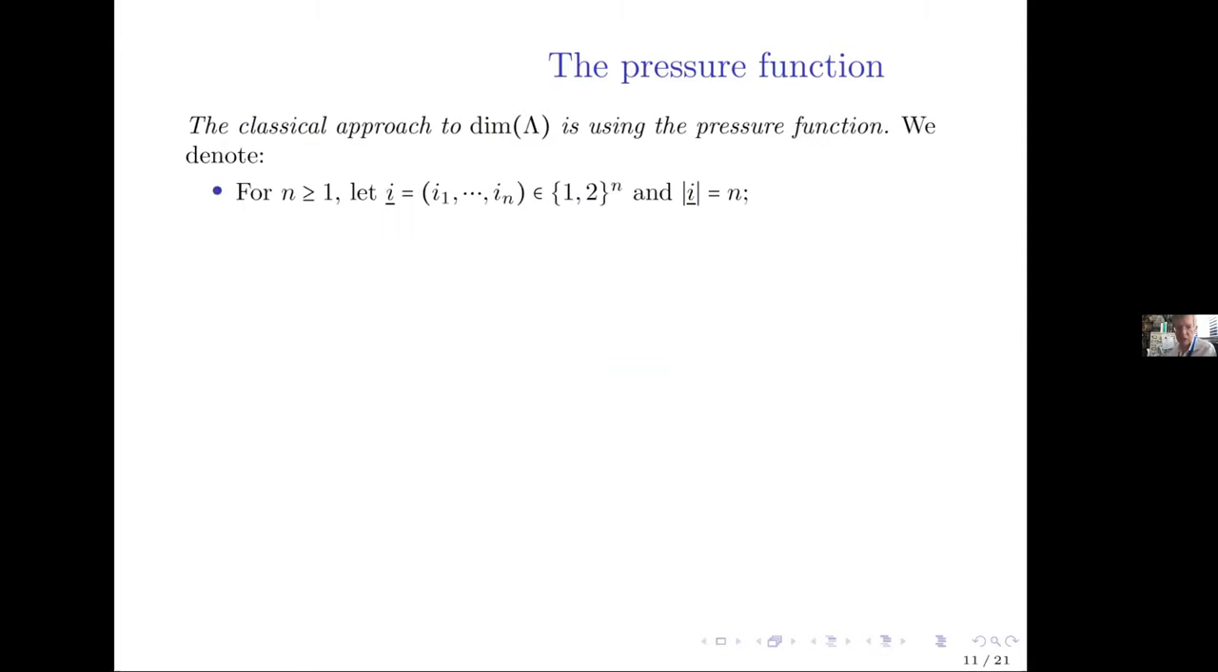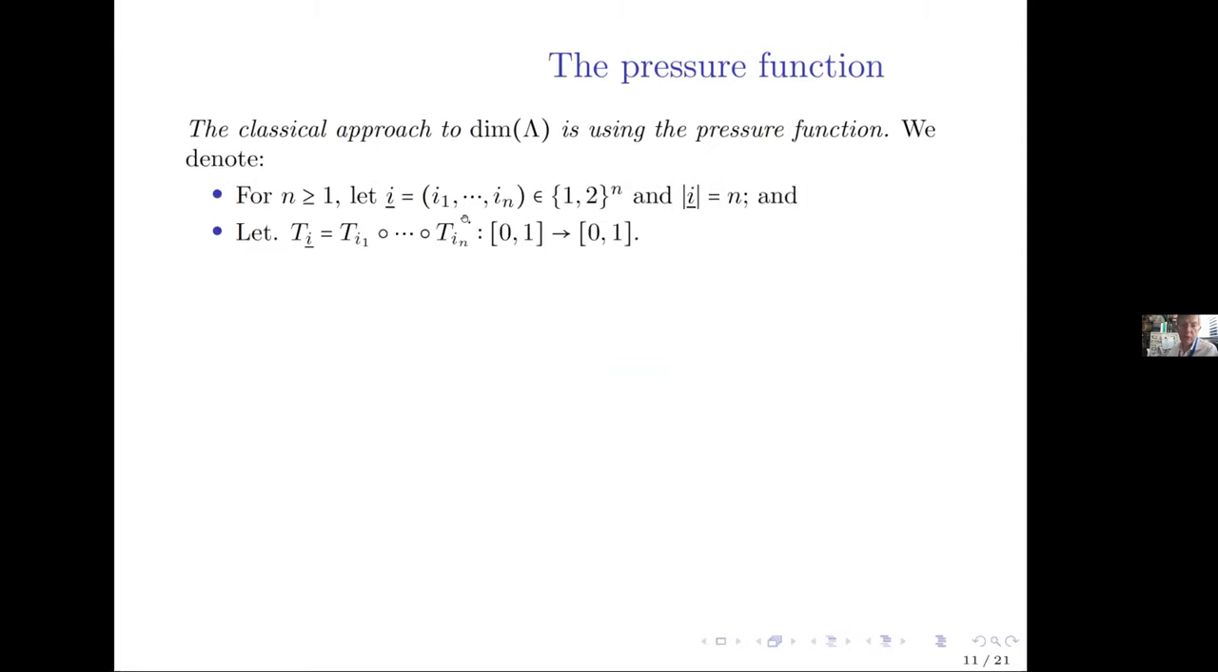So by way of notation, imagine that we have some finite word of ones and twos, and I'll write the length as being equal to n. So there'll be 2 to the n words of length n of this form. And then what we can do is associate to this word another contraction of the unit interval, given by the finite composition of the contractions associated to that word.